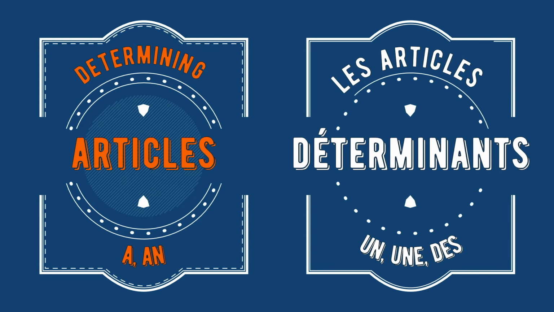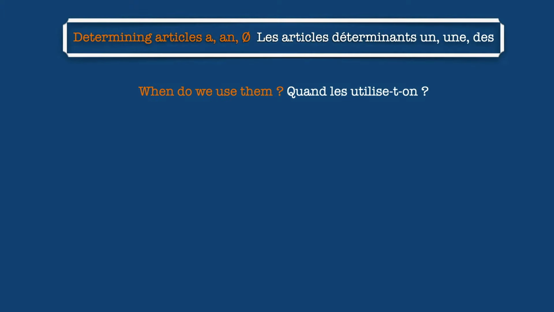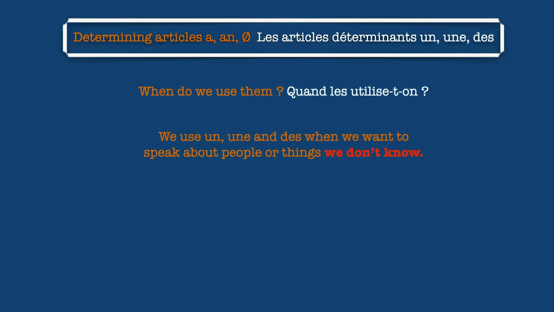Un, une, des is the first thing you are going to learn in this video. First and foremost, it's important to understand, when do we use them? So we use those three words when we speak about people or things we don't know. We also call those articles indefinite articles.